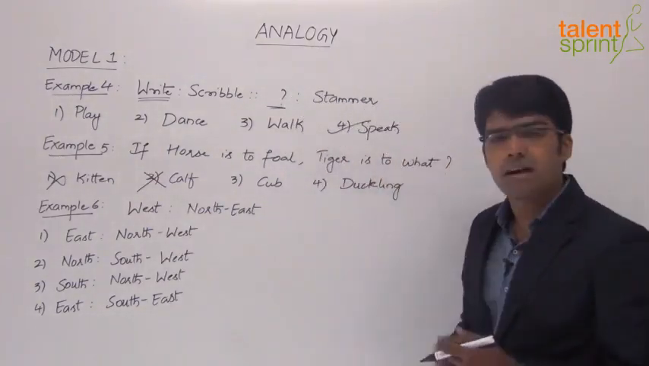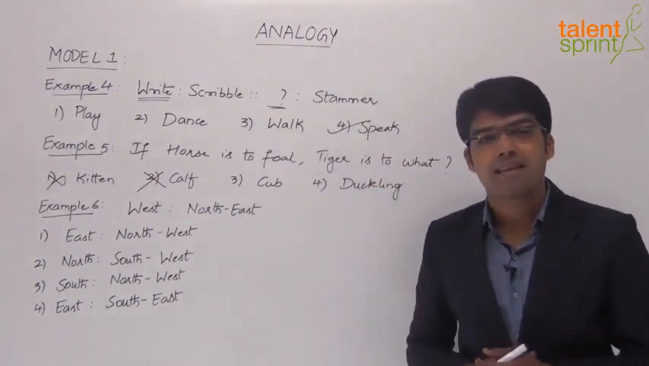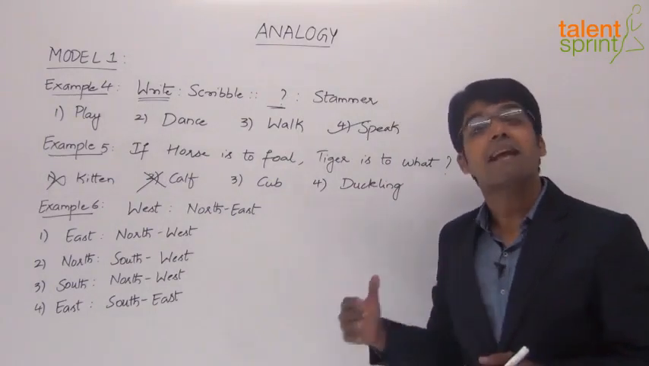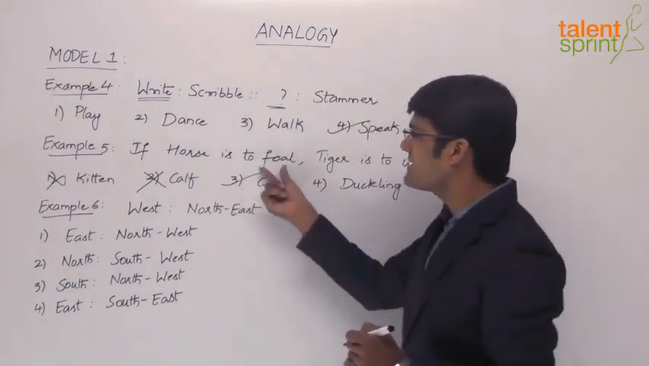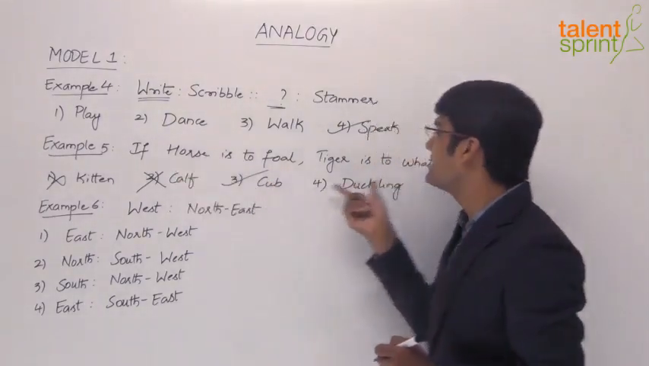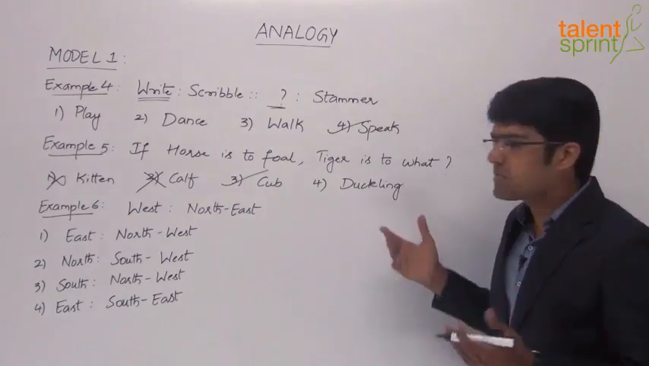Look at the third option, cub. Yes, cub is the younger one of a tiger, or the younger ones of tiger are called cubs. Yes, so third option is the right answer. Foal is the younger one of a horse. Similarly, cub is the younger one of a tiger. And fourth option anyway is going to be wrong.